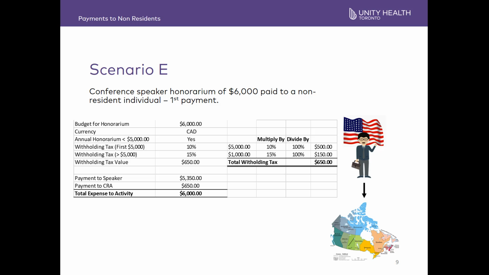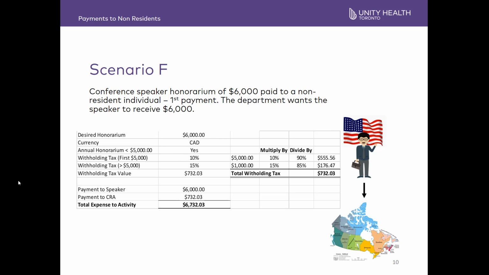Scenario E. Conference speaker honorarium of $6,000 paid to a non-resident individual. This is their first payment. To calculate this, you will need to break out the payment in two pieces. First, the first $5,000 will be subject to 10% withholding tax. The next $1,000 will be subject to 15% withholding tax. Because the max budget for this honorarium is $6,000, the payment to the speaker will be $5,350. The payment to the CRA will be $650. Total expense to the activity will be $6,000.